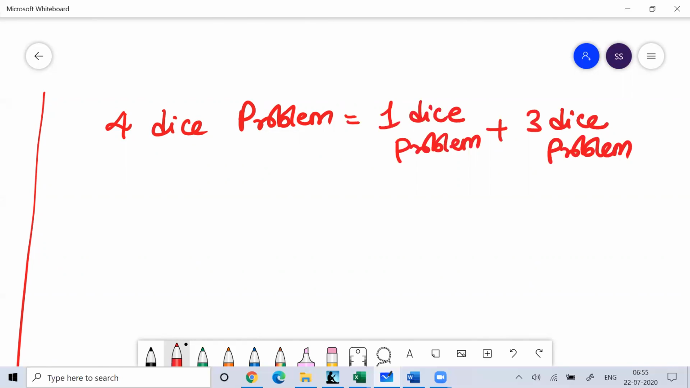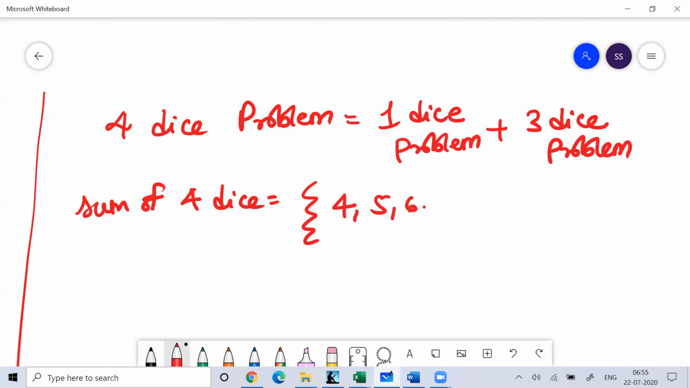So the minimum sum, when you talk about the sum on four dice, would be from 4, 5, 6, 7, 8, 9, and that would be from 4 to 24. The sum on four dice will be from 4 to 24. So you can manually do that. Three dice I already told you. If you sit and keep writing the values, you can easily get that value.